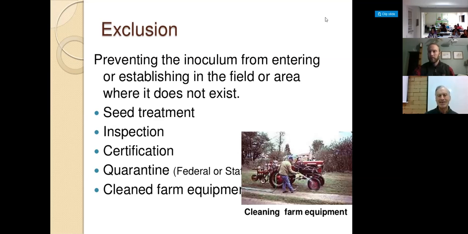And cleaning farm equipment is a way to exclude disease from someplace where it isn't. In this case, the guy has evidently been driving his tractor in one field and he doesn't want to take diseases from that field into the next field, so he's hosing off his tractor to get the soil and pathogens off of the tractor before he goes to another field.